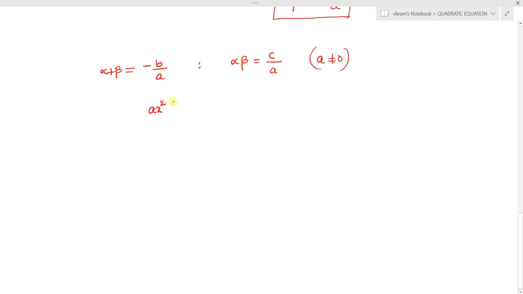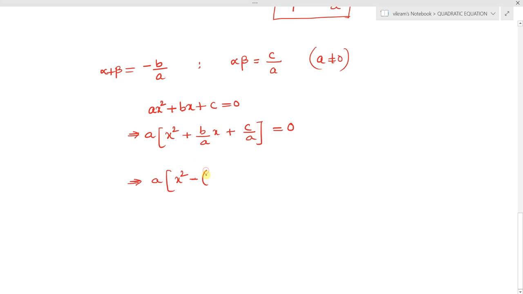Okay, now consider the quadratic equation we assumed, ax square plus bx plus c equals 0. If a is taken as common, then we can write it as x square plus b by a into x plus c by a equals 0. Which can be written as a times x square, plus b by a written as minus of minus b by a times x. Minus into minus will be plus, then we obtain it equals 0. Okay, now nothing is changed.